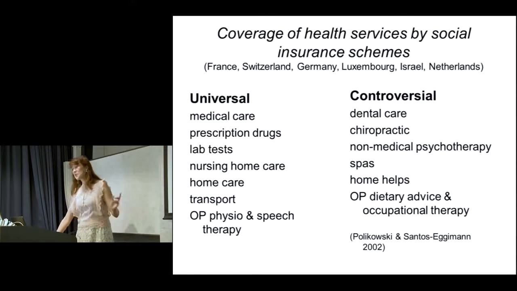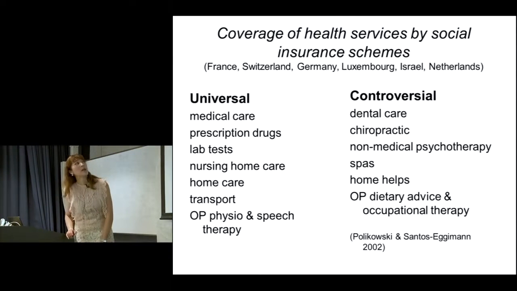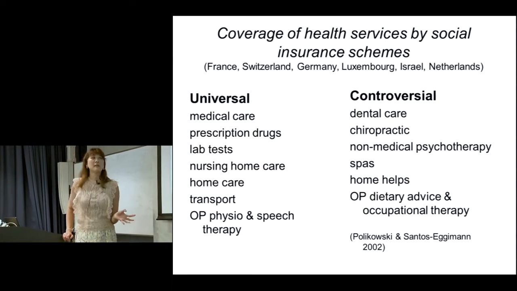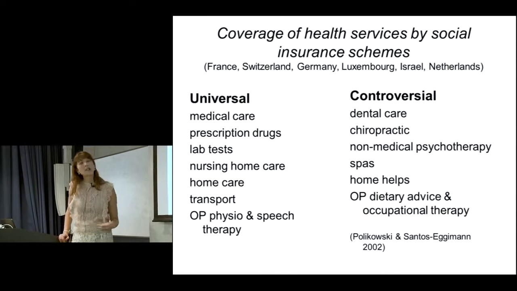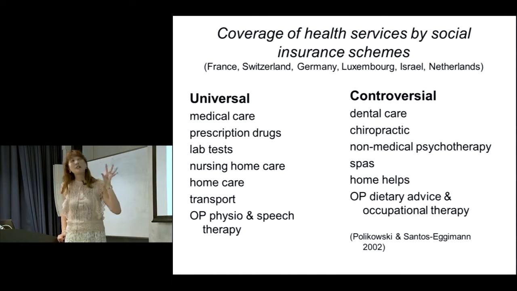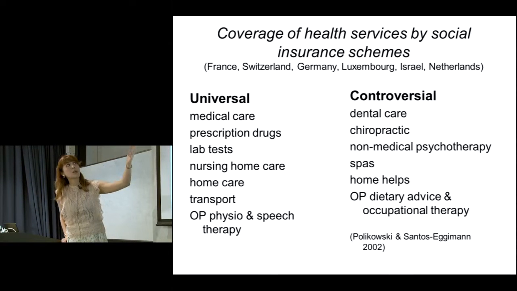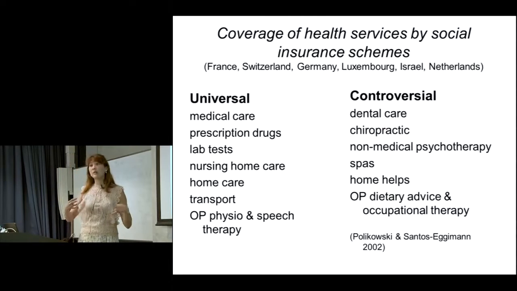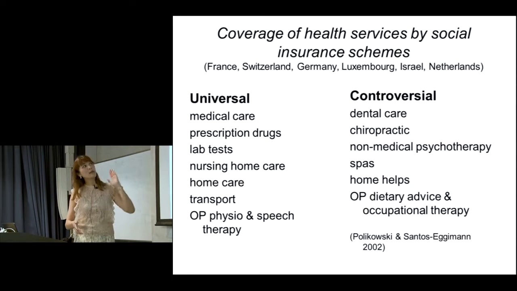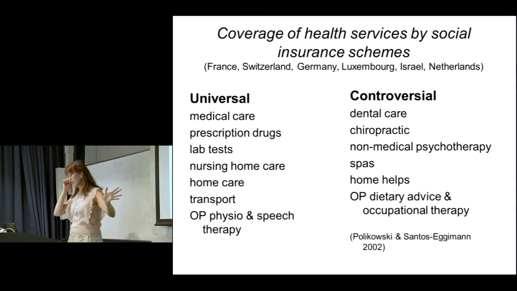Okay, this is also very interesting, a slightly older study now, but this group looked into grey literature and policy documents of different social insurance schemes. All of these countries have a commonality: France, Switzerland, Germany, Luxembourg, Israel, and the Netherlands have social insurance, and they provide standard packages of care. They looked at what is provided across all these countries. So there are some universal things. Then the interesting thing is they also looked at some controversial treatments that only some countries provide and others don't.